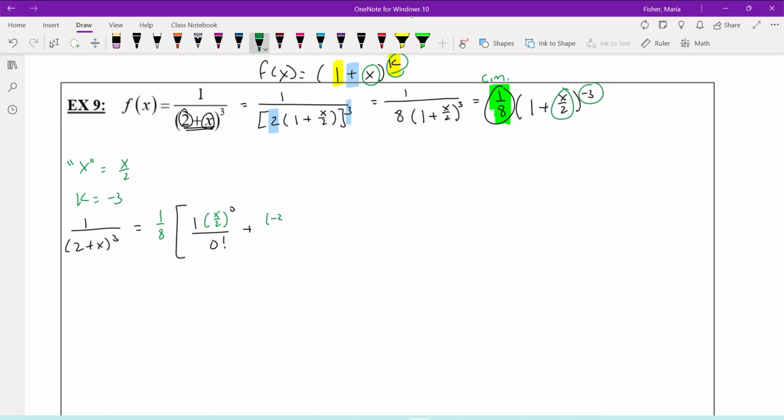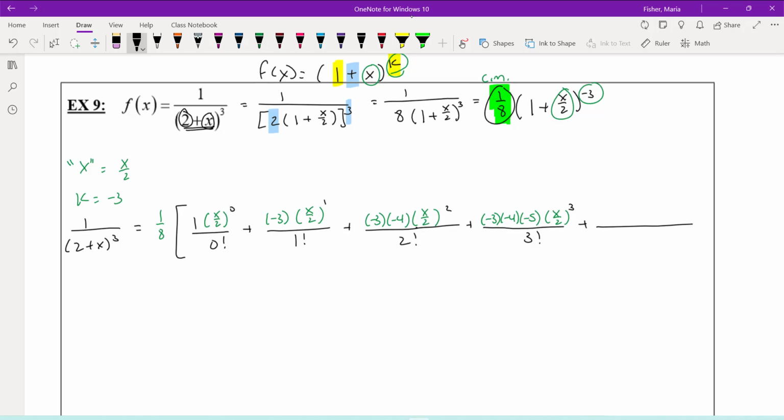k in this case is negative 3 times x, which is x over 2 to the first, all over 1 factorial, plus k, which is negative 3, times k minus 1, negative 4, times x, which is x over 2 squared, all over 2 factorial, plus, and then we have k times k minus 1 times k minus 2 times x raised to the third power all over 3 factorial, plus, last one that I'll put in here, it's k times k minus 1 times k minus 2 times k minus 3 times x raised to the fourth all over 4 factorial, and then plus dot dot dot.